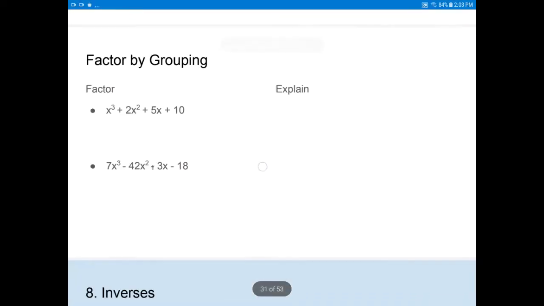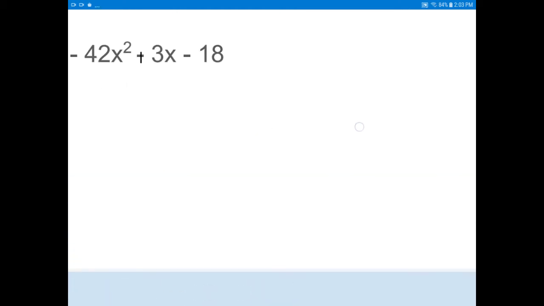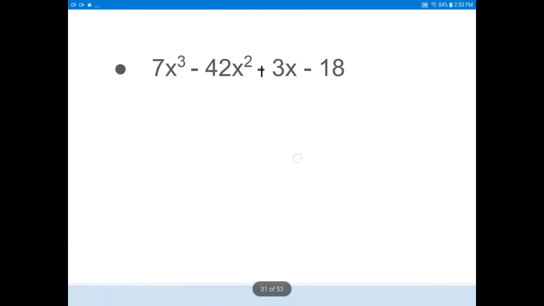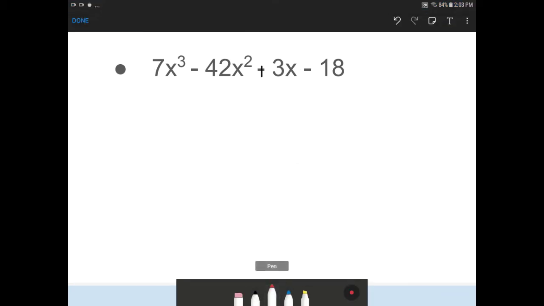That's factoring by GCF. Factor by grouping. I didn't feel like remaking this. Oh, actually, on yours, it's supposed to be this. So yours should look like that, but I messed up. So there you go. If you made it this far, you have that.